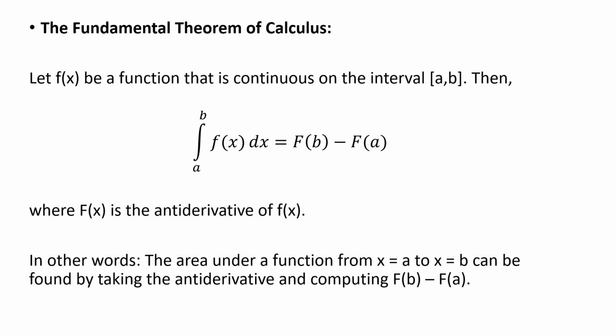Let little f be a function that is continuous on an interval from a to b. No asymptotes, no gaps, nothing weird happening. As long as that's true, then the integral from a to b, that's how we say that symbol, of little f is equal to big F of b minus big F of a, where big F is the antiderivative of little f. This symbol here is called a definite integral.